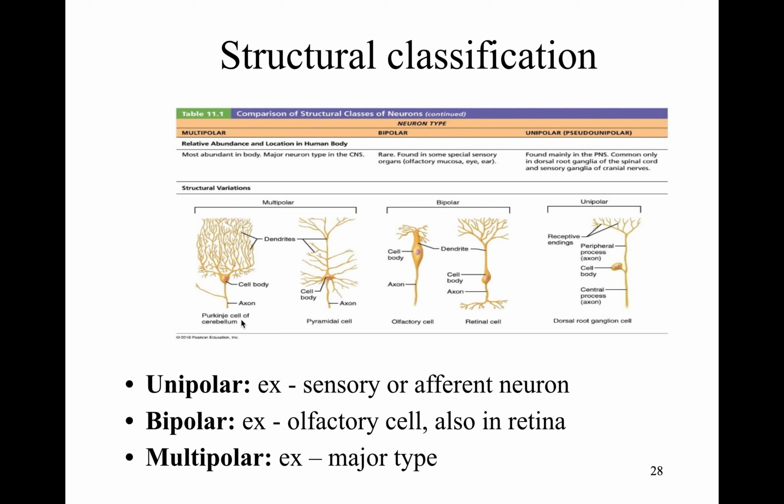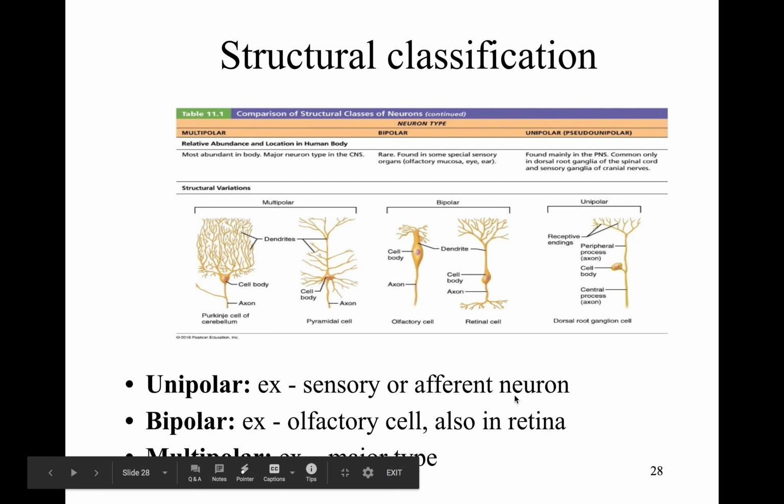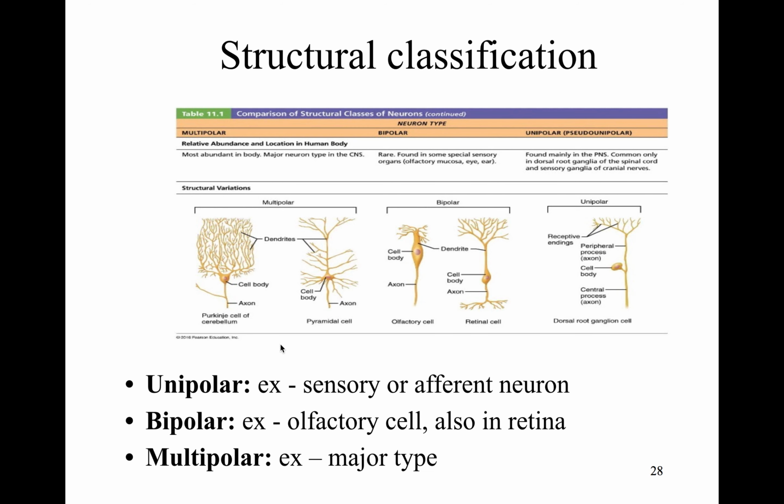Multipolar neurons are going to be the major type of neuron in the central nervous system. They're also just in general the most common type of neuron in humans. Almost 99% of the neurons in our bodies are multipolar. The majority of our motor neurons, or efferent neurons, are multipolar neurons. So our sensory, or afferent, neurons are mostly unipolar, whereas our motor, or efferent, neurons are mostly multipolar.